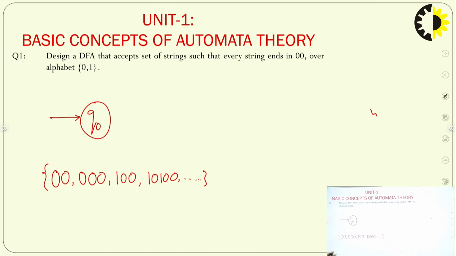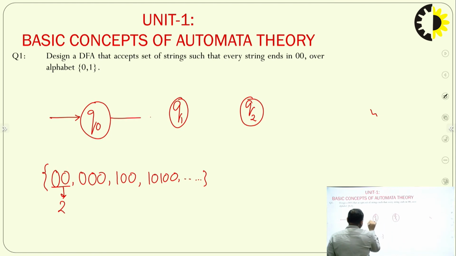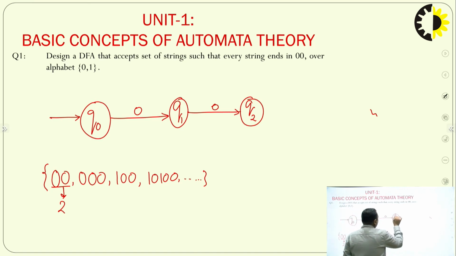That is, the length is 2. This is the minimum string having 2 0s, and the length is 2. So what is the logic behind making the transition diagram? We have to use at least 2 more states, right? So first design Q1 and Q2, apply the minimum string 0 over there and 0 over there. So this 0 0 will be accepted by the machine. So we have to make Q2 the final state by using the double circle. So this is a minimum machine.